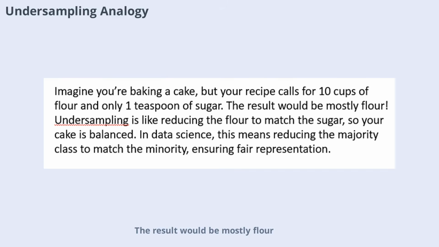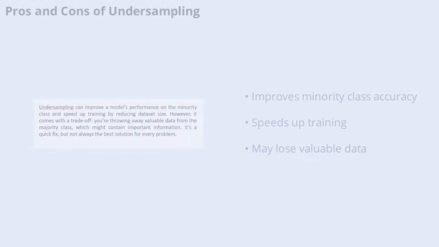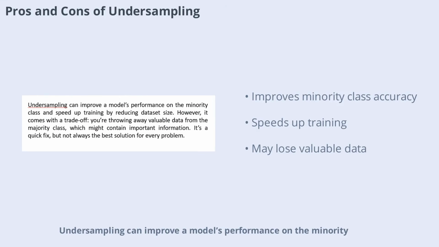The result would be mostly flour. Undersampling is like reducing the flour to match the sugar so your cake is balanced. In data science, this means reducing the majority class to match the minority, ensuring fair representation. Undersampling can improve a model's performance on the minority class and speed up training by reducing dataset size.